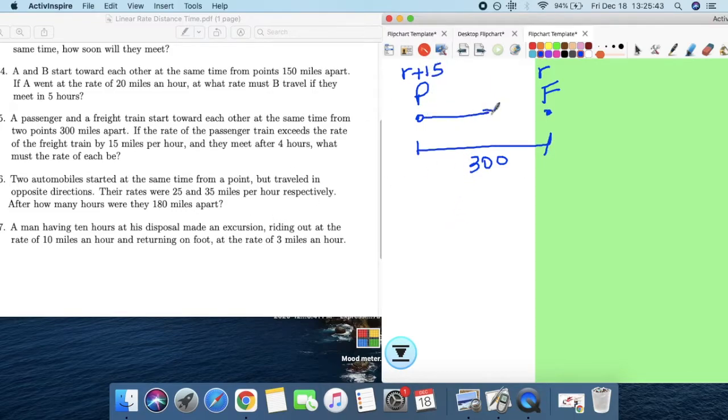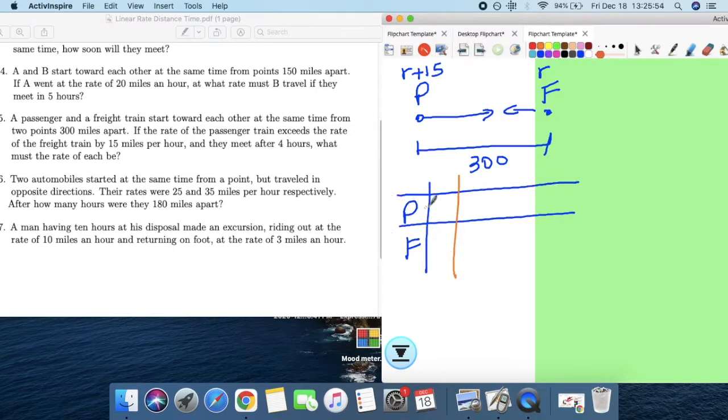And so we're going to go and meet. So let's call this passenger train, freight train. Change colors. So the passenger train is traveling at R plus 15. The freight train, his speed is R. The time, what is the time? 4 hours for both. And D, all right, so let's do the easy one. 4 times R is 4R. The top one is just distributive property. 4 times R is 4R plus 4 times 15, which is 60.